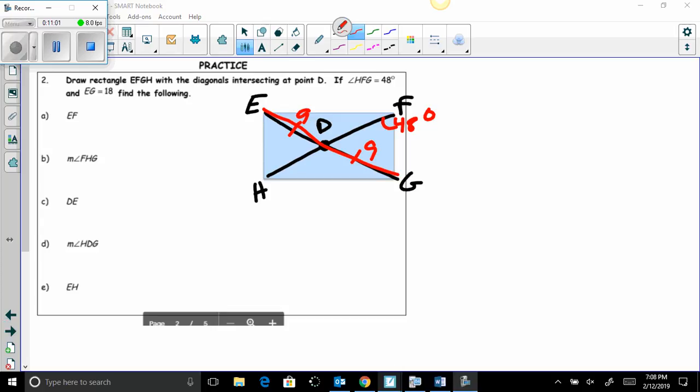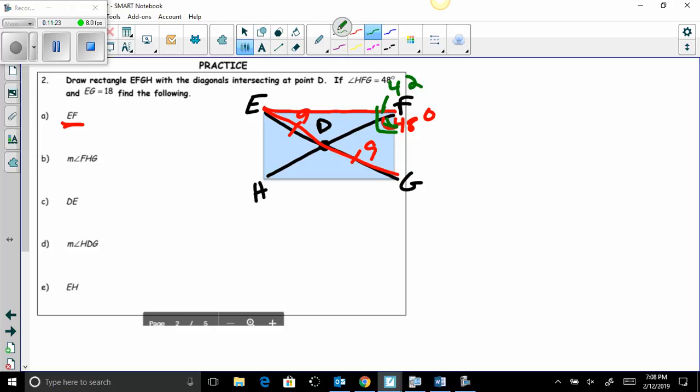All right, if I want to go find EF. So think about it. EF is this part right here. Okay, so let's see where I can go. I know that it makes a 90-degree angle right here. So if this angle is 48, what does this little tiny one right here have to be? And that has to be 42.